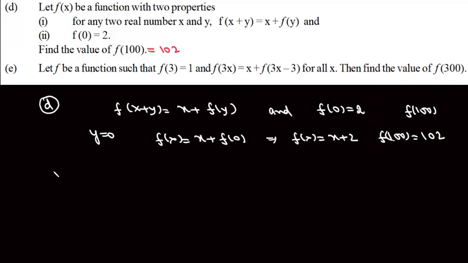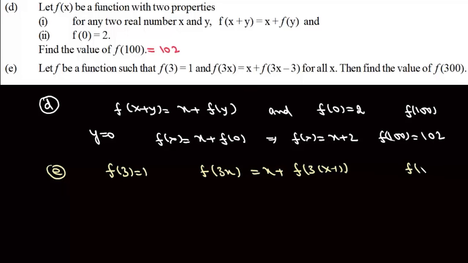Now we'll come to this last question, where it says f(x) is a function such that f(3) is 1 and f(3x) = x + f(3(x - 1)). And we need to find the value of f(300). So we can write this as f(3x) - f(3(x - 1)) = x.